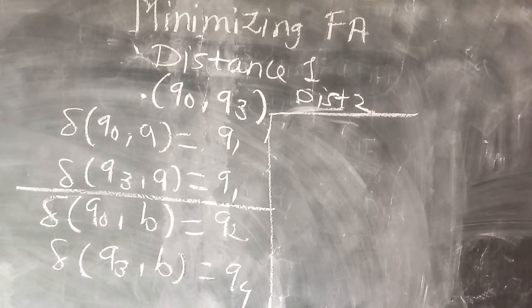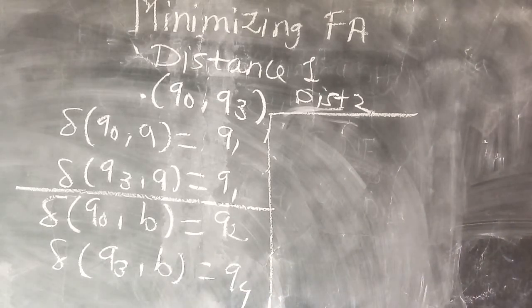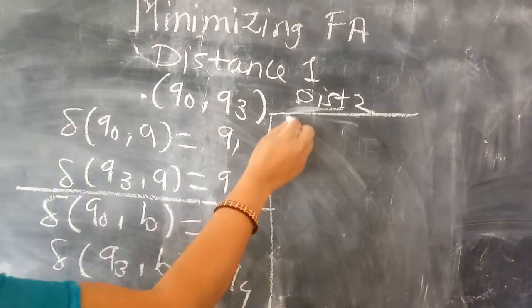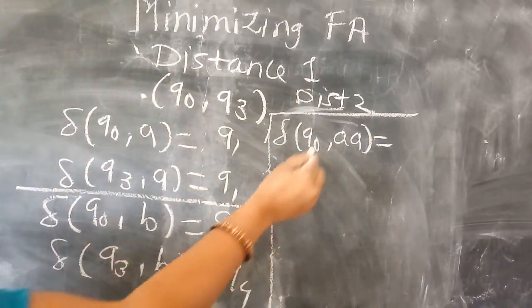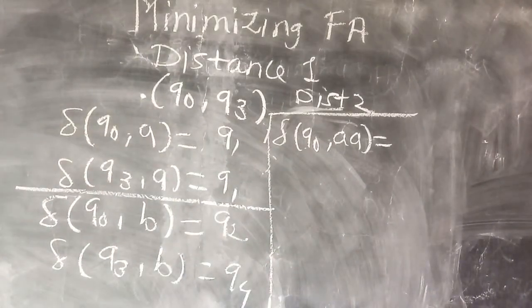Apply the double set of inputs on the same state. That is, you have to apply Q0 on AA, Q3 on AA, again Q0 on BB and Q3 on BB. Now, what is Q0 on AA? That is, you have to perform delta of Q0 on AA, which is equal to delta of Q0 on A. What is the output?